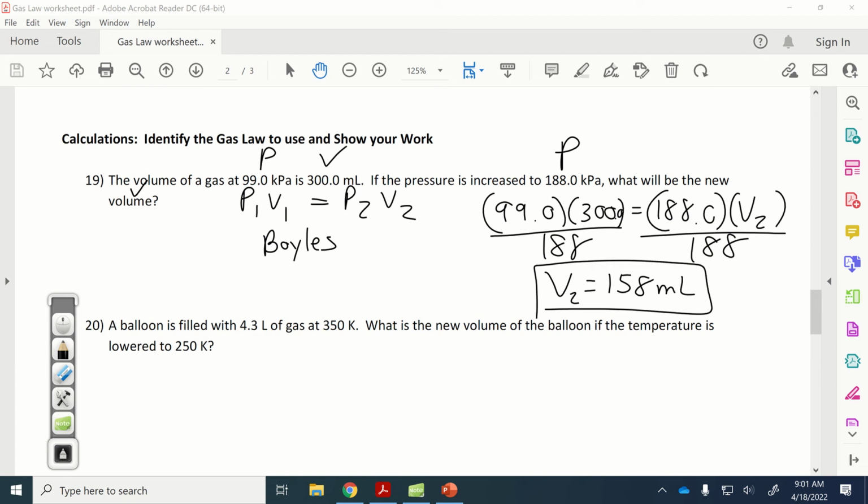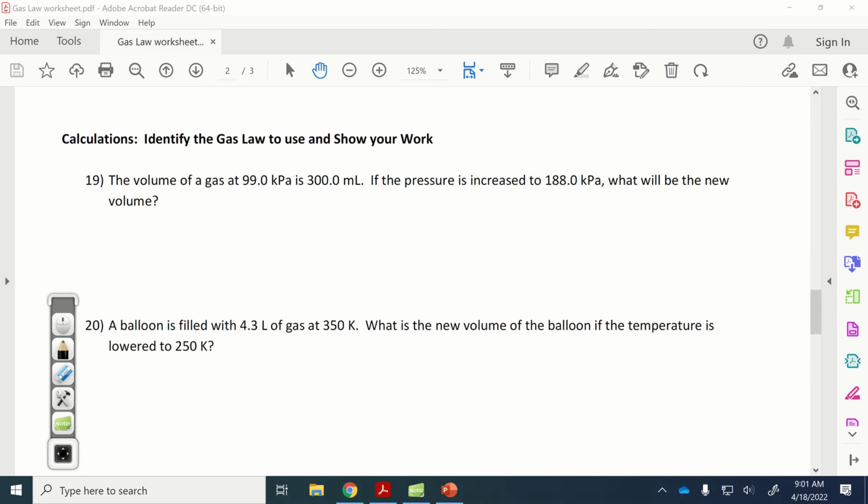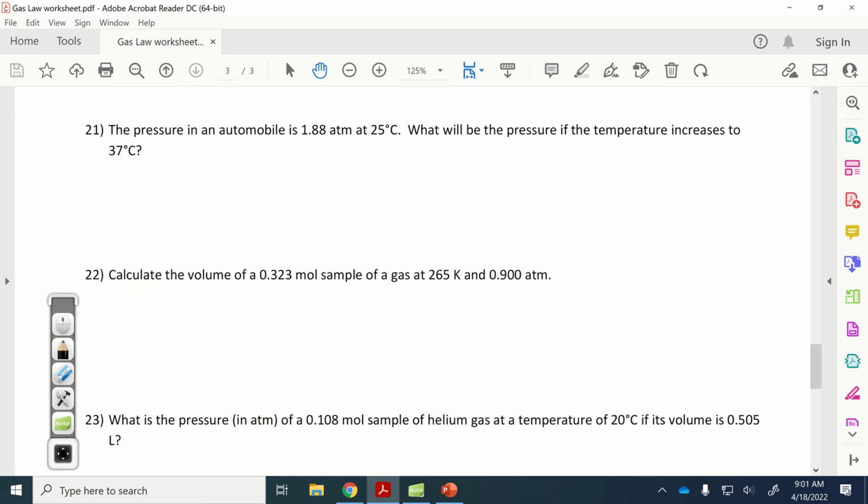But there you go. And again, we should ask, does this make sense? The pressure is increasing, so what should the volume do? It should decrease. There's an inverse relationship between pressure and volume. Let's do another one. I'm not going to do necessarily all three laws in this, but you can get the idea of how these work.